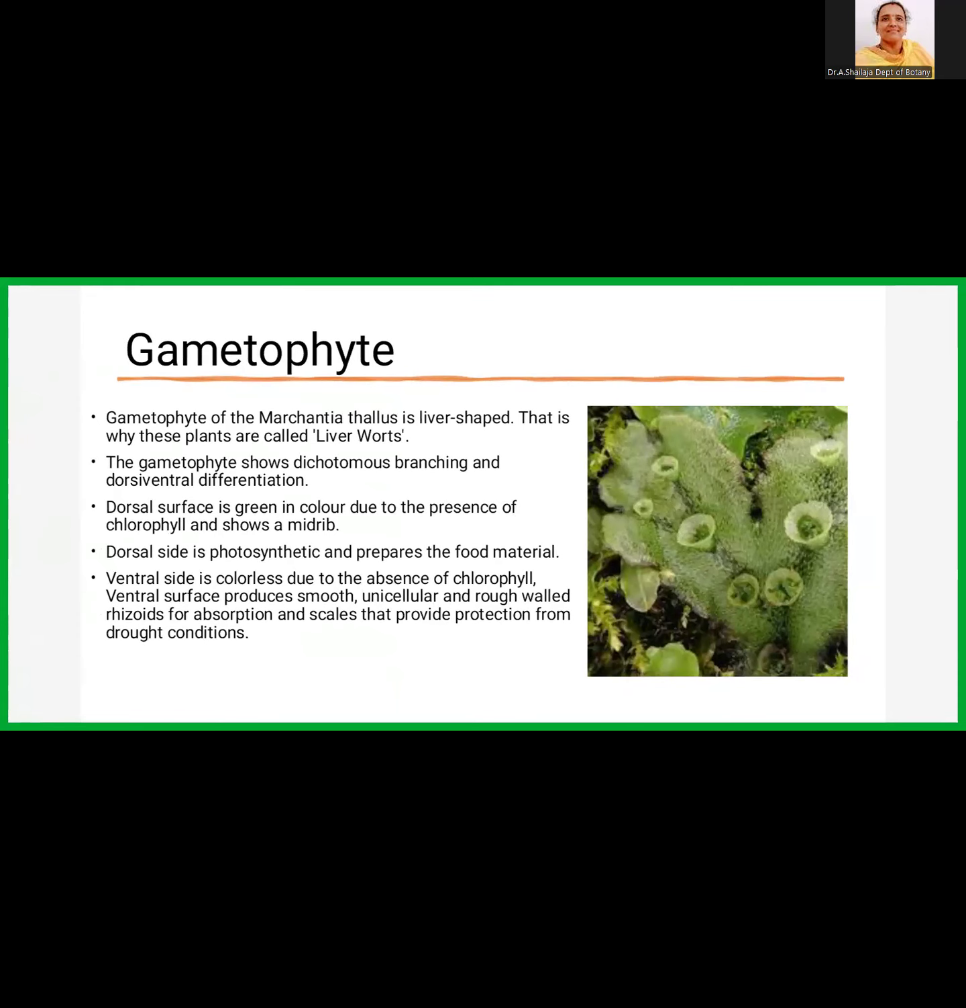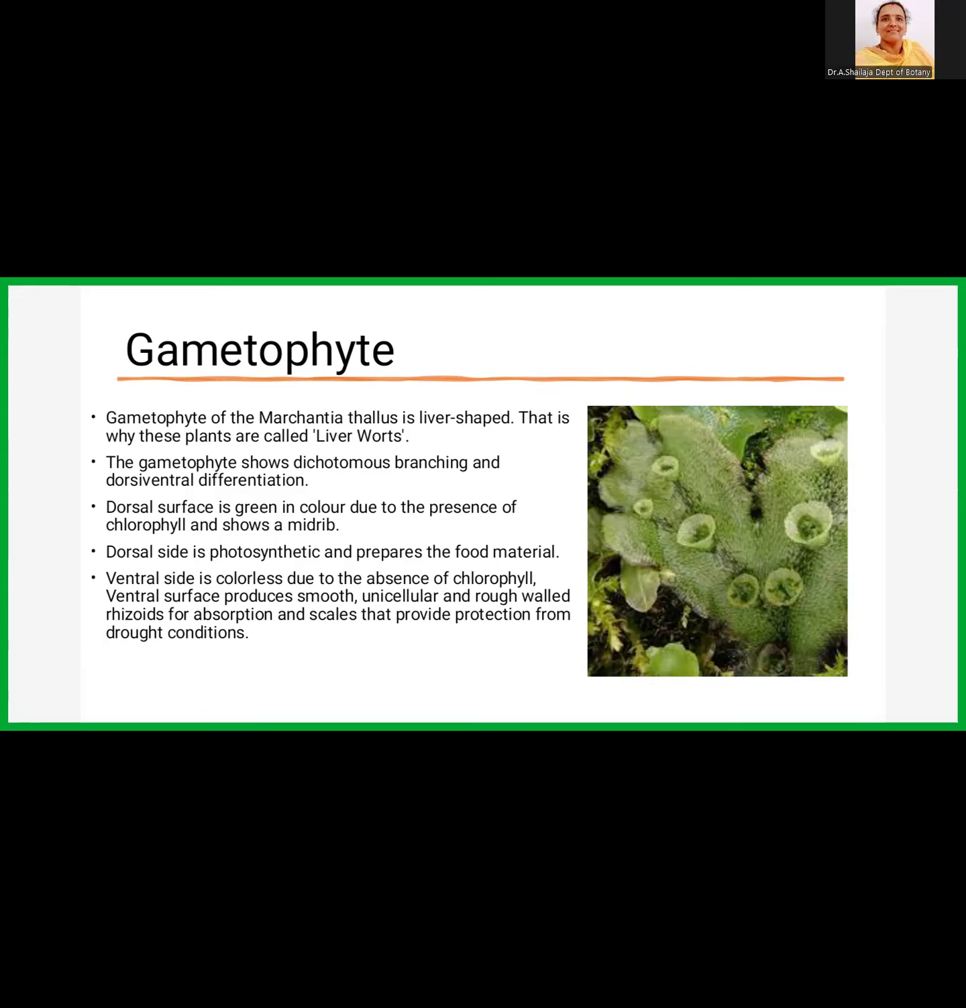The dorsal surface is green in color due to the presence of chlorophyll. The dorsal side is photosynthetic and prepares the food material. The ventral side is colorless due to the absence of chlorophyll. The ventral surface produces smooth, unicellular and rough-walled rhizoids for absorption, and scales that provide protection from drought conditions. These are the external characters.